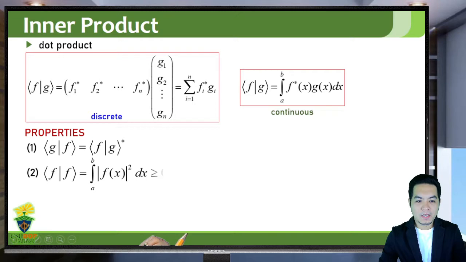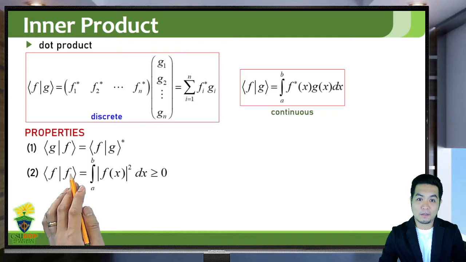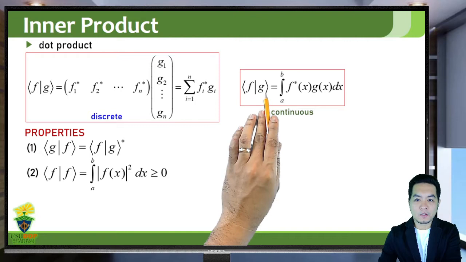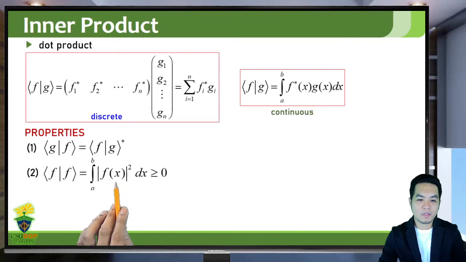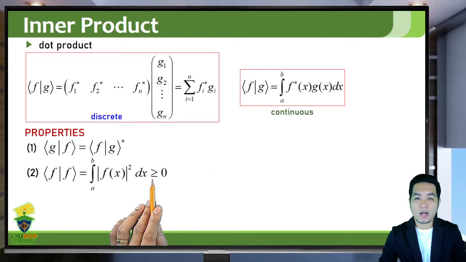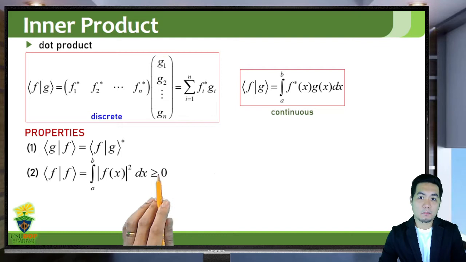Second property is the dot product of a vector with itself. From this notation here, if this is f, and this is also f, then f conjugate f is just the absolute value of f squared, and this is always greater than or equal to zero. Our wave functions satisfy this condition. The dot product of itself is greater than or equal to zero. It cannot be negative, because this is basically the definition of the magnitude of a vector.